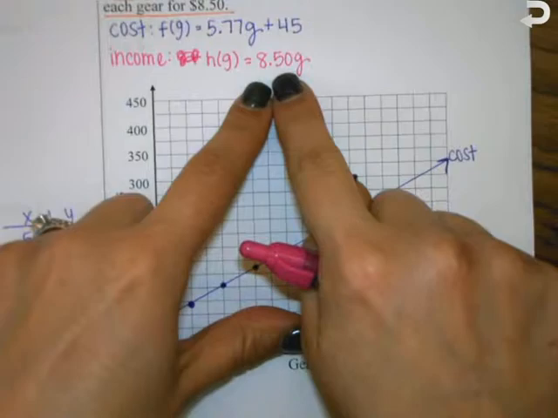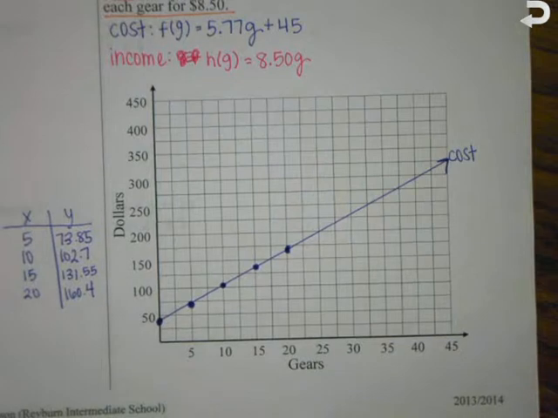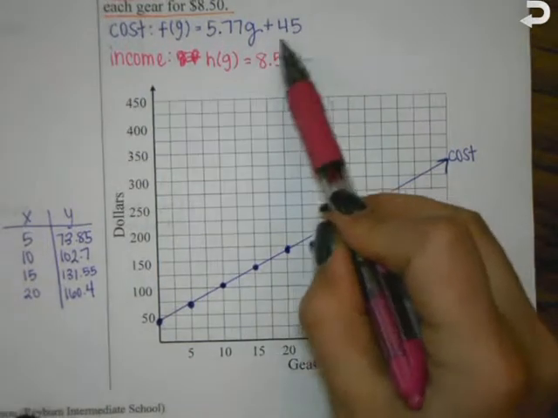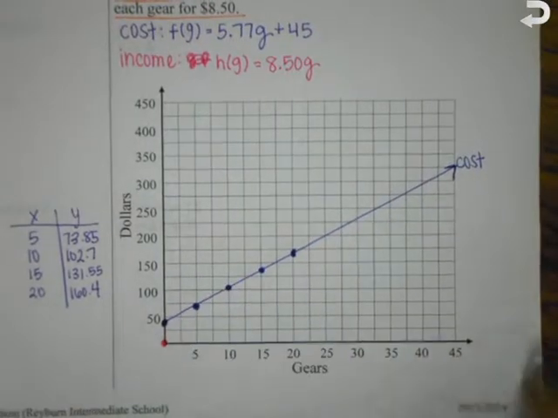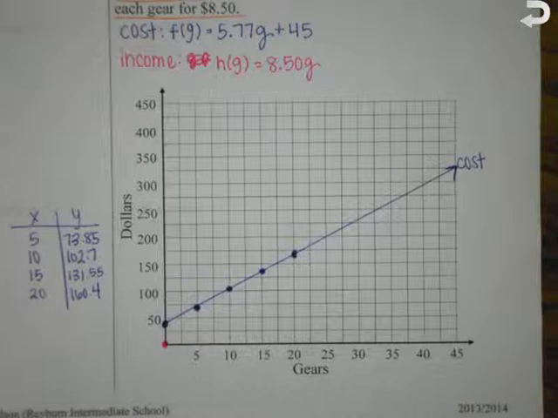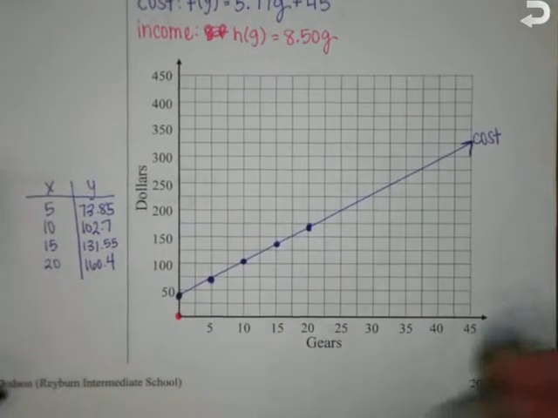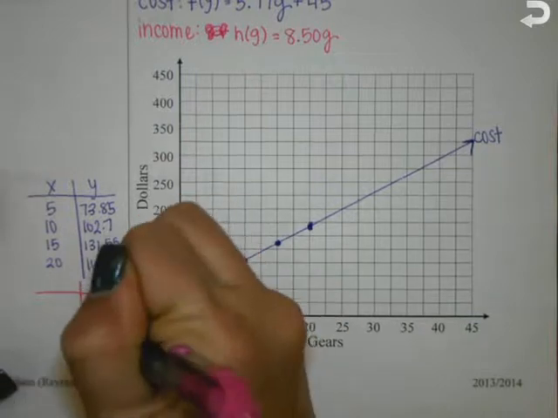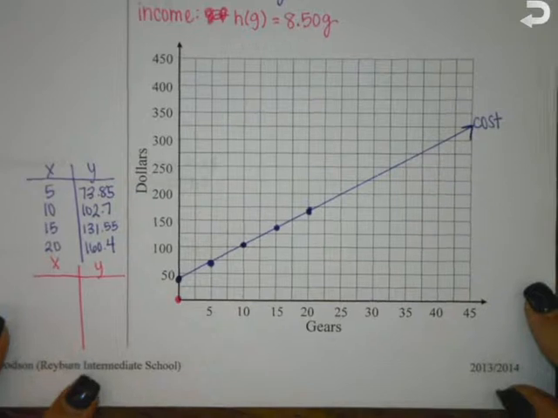So let's graph the income then. Their income is represented by 8.50. What is the y-intercept here? The y-intercept is always what's being added or subtracted to the end. So what's the y-intercept? 0, which should make sense because if they sell 0 gears, how much money do they make? Nothing. Okay. $0, yeah. So we're going to do a T-chart for the next one too. So just off to the side, X and Y. And we're going to basically do the same thing, but for the income now.